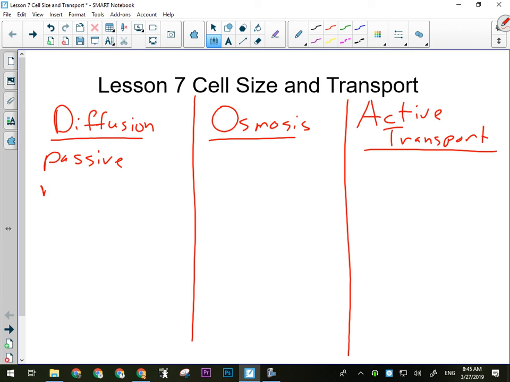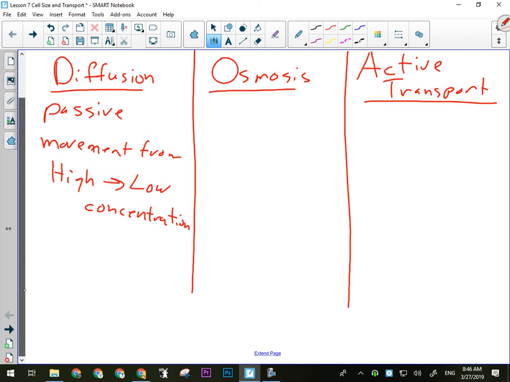Okay, it's movement from high concentration to low concentration. So in general, it's going to get things where they need to go, because they're needed where they're in low concentration, and where they're produced is where they're in high concentration. Okay, so it should work fairly well that way.